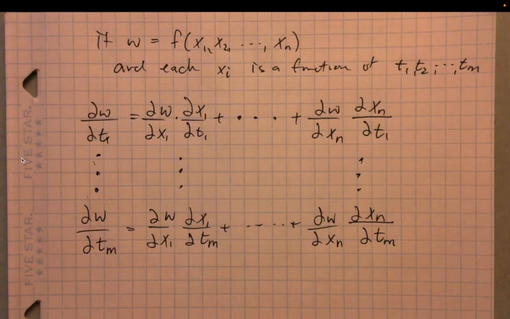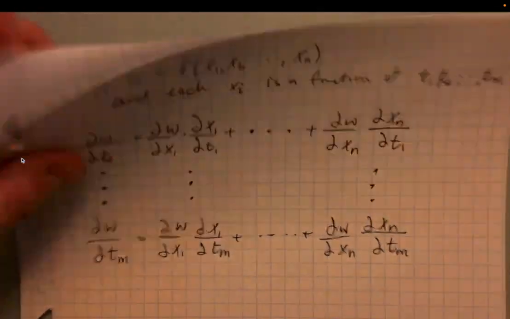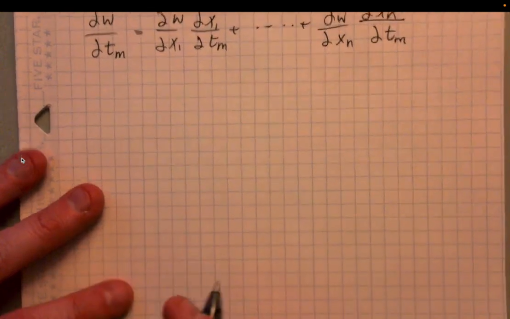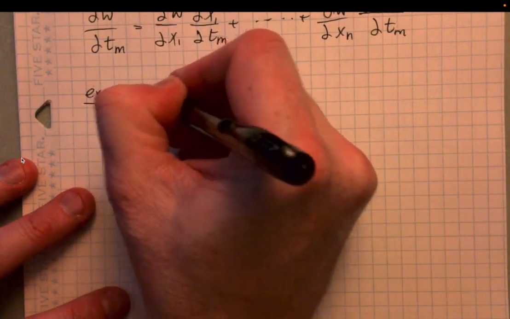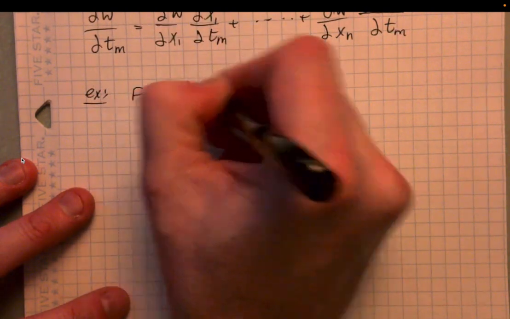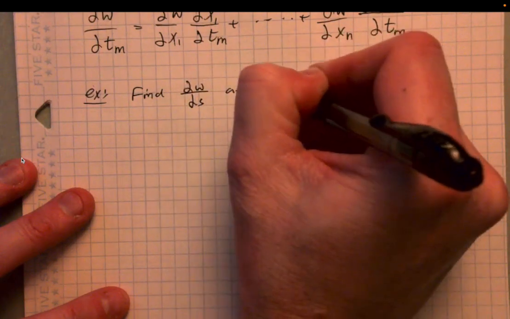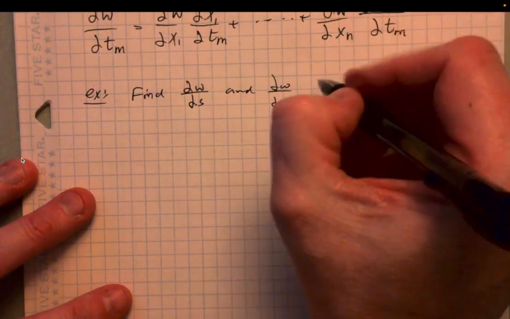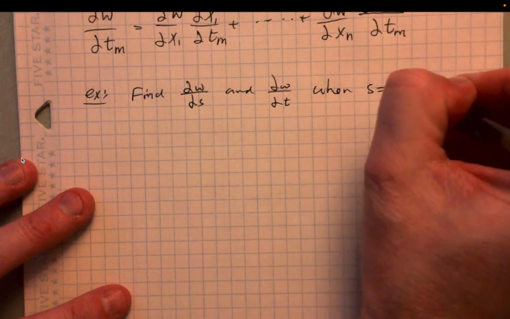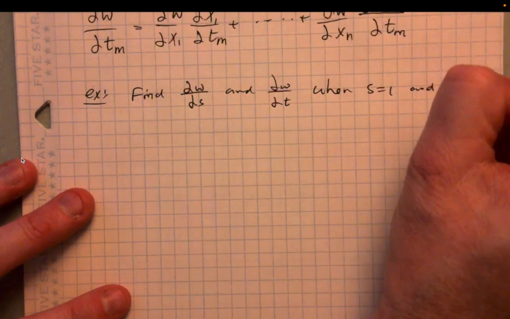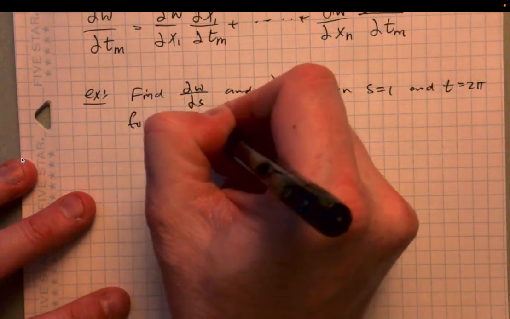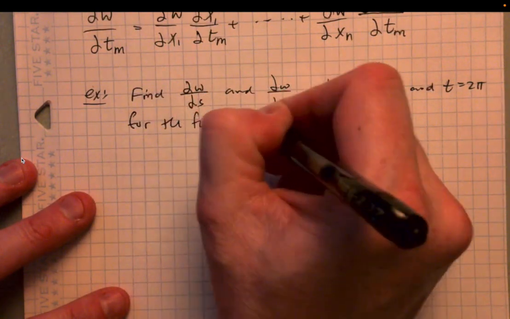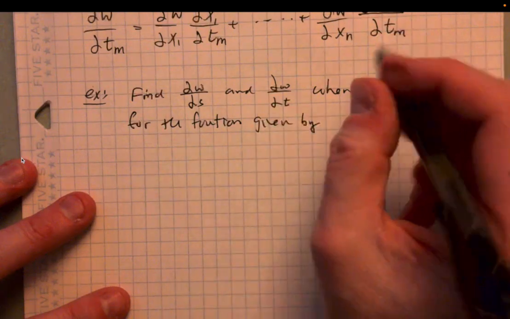Great. Let's do an example where we use this. So let's say we want to find the partial of w with respect to s and the partial of w with respect to t when s equals 1 and t equals 2 pi, for the function given by, okay, so here's w.